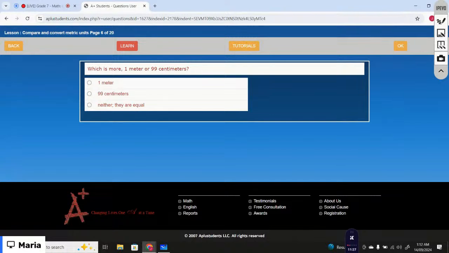The correct option is 1 meter, because it is more. In 1 meter you have 100 centimeters, right? So the correct option is 1 meter. Option number 1 is the correct option.